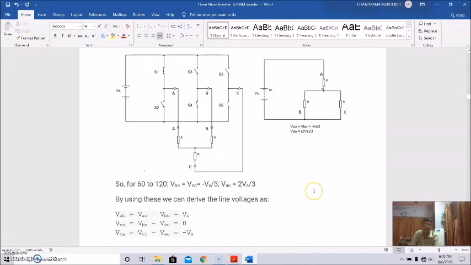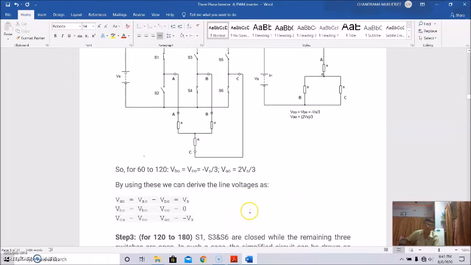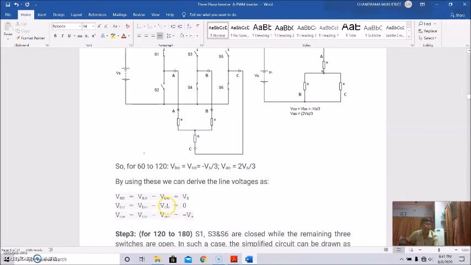So for 60 to 120 degrees, VBO equal to VCO, VCO equal to minus Vs by 3, and VAO equal to 2 Vs by 3. By using this, we can derive the line voltages as VAB equal to VAO minus VBO equal to Vs, VBC equal to VBO minus VCO equal to 0, and VCA equal to VCO minus VAO equal to minus Vs. So that is step 2.